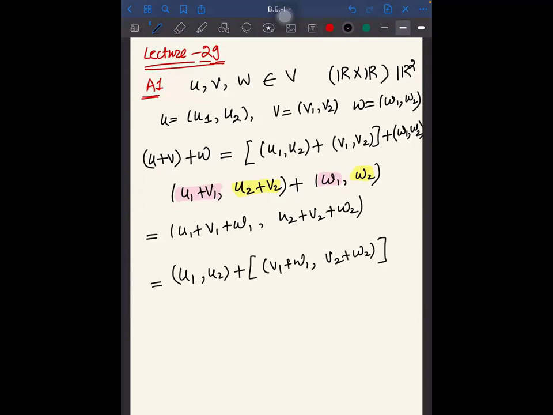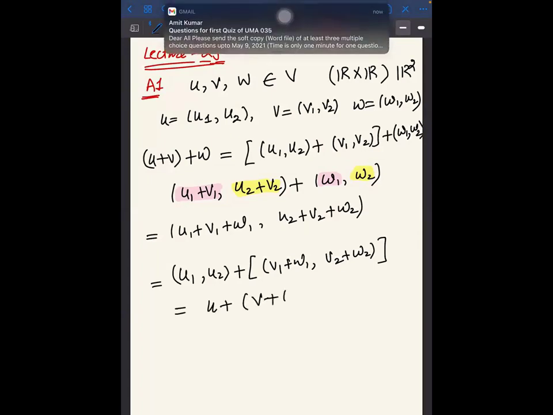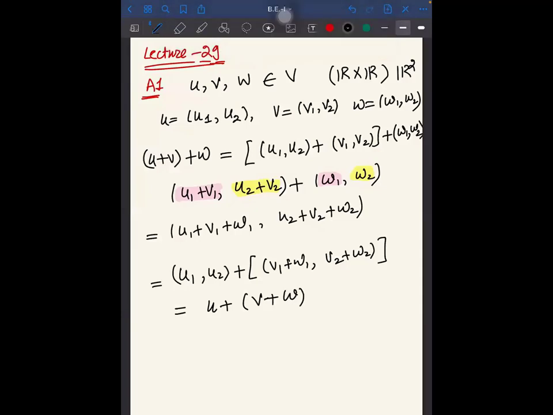This is only because of the properties of real numbers. If we add real numbers, no matter in which order we add them, it doesn't make any difference. If we add 5, 7, and 9, it doesn't matter whether we add 5 and 7 first or 7 and 9 first; the resulting sum of these three numbers remains the same. So this is u, this is v, and this is plus w. We started with this and reached here, so the associativity holds in R2 as well.